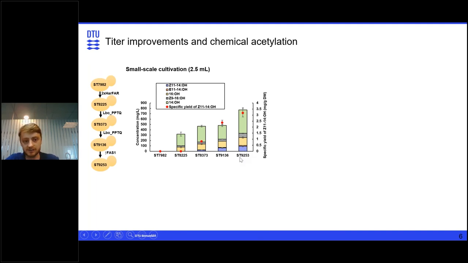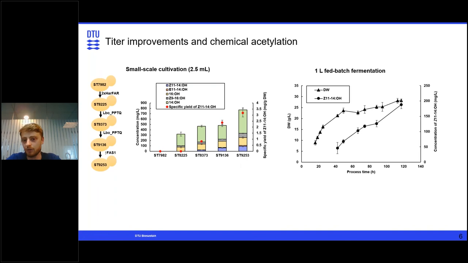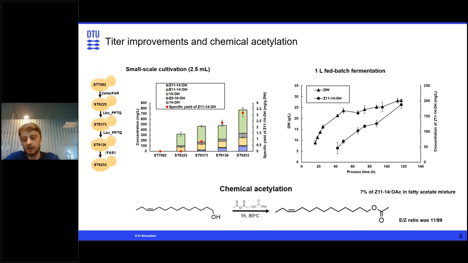And once the small scale screening was done, the strain then went into 1 liter fermenters, where compared to the small scale, we actually managed to increase the titer by 2-fold. And we obtained a titer of 200 milligrams per liter of Z11-14 alcohol. And after that, as the final step, in order to convert this alcohol into the active pheromone ingredient, into acetate, we extracted fatty alcohols from the fermentation broth, and then chemical acetylation was done.